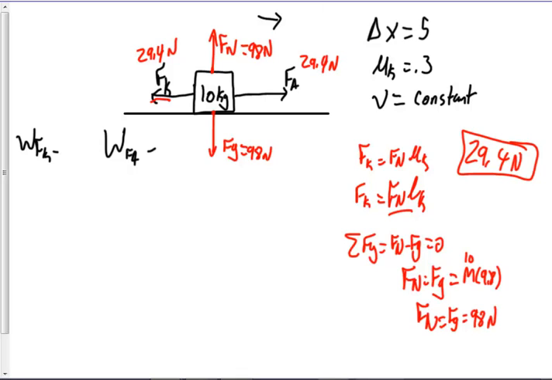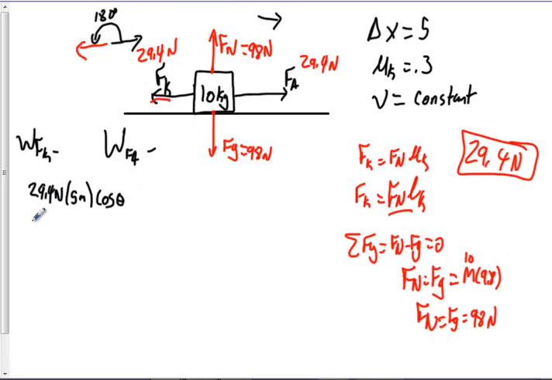So now when I want to find the work done by friction, I'm going to take 29.4 newtons times the distance that it moves, 5 meters, times the cosine of the angle between those. But remember, friction is pulling this way, and the box is moving this way. That's an angle of 180 degrees.